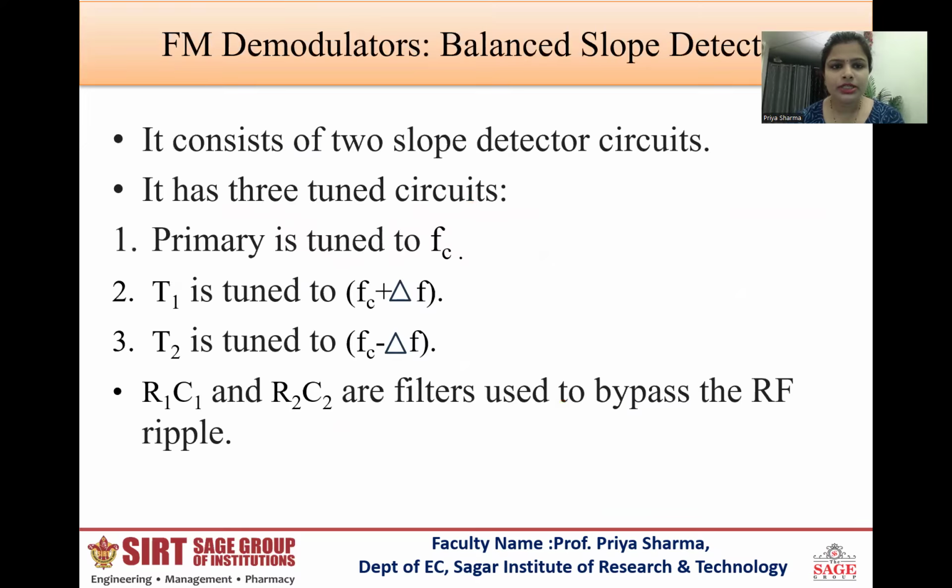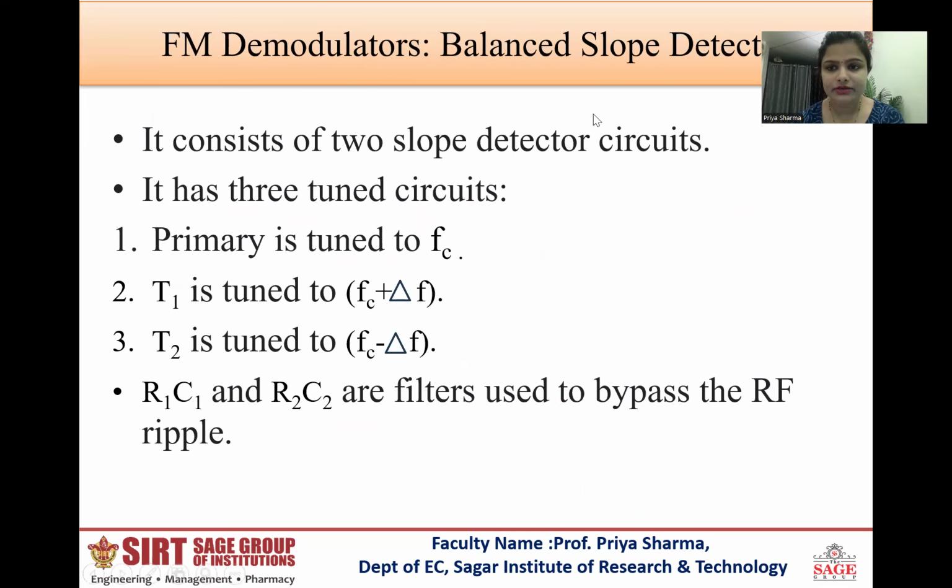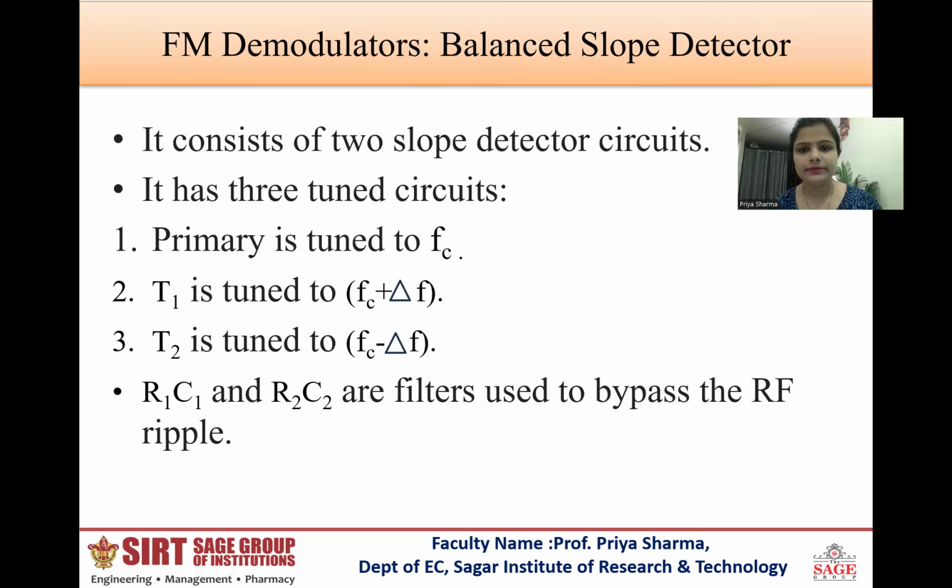So coming to the balanced slope detector. Now this completes our generation methods. Coming to the detection methods, first is the FM demodulators. So first we will discuss three detectors: the balanced slope detector, then we have a ratio detector, and then we have a Foster-Seeley detector. Okay, students, the balanced slope and Foster-Seeley are very important from the exam point of view.